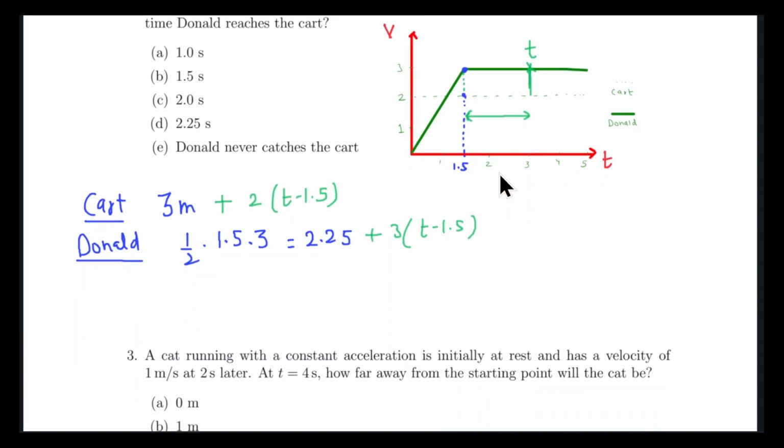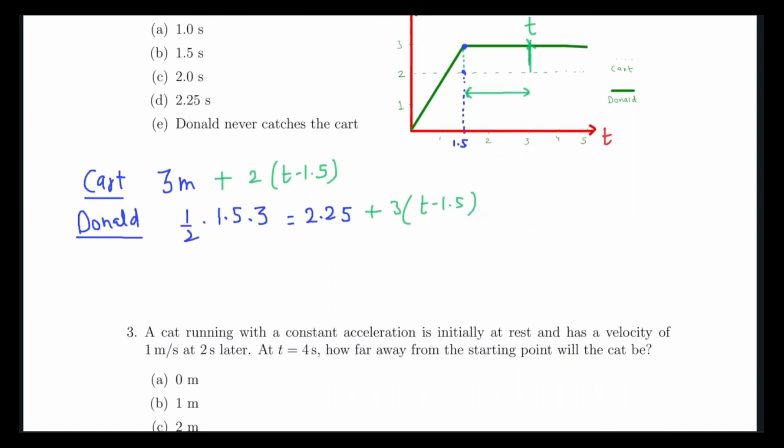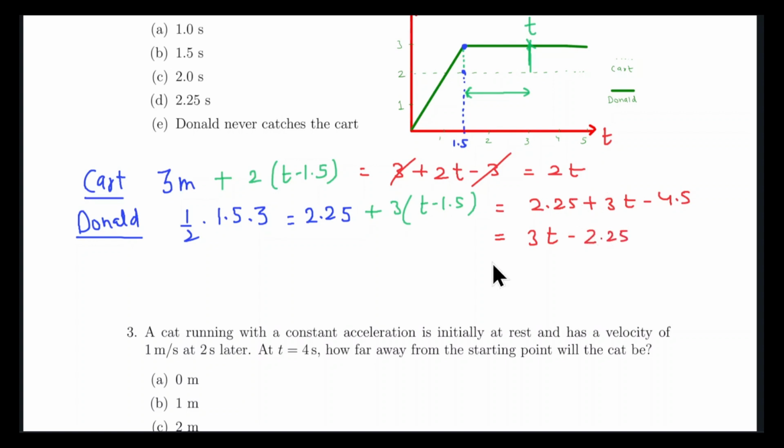And I want these two to be equal right now. So all I have to do is simplify this a little bit. Let's open this up. So this will be 3 plus 2t minus 3, so actually this will just become 2t. And this will become 2.25 plus 3t minus 4.5, I believe. So this will be 3t minus 2.25, and I want these two to be equal, right? So I want 2t to be equal to 3t minus 2.25. Let's subtract 3t from both sides.